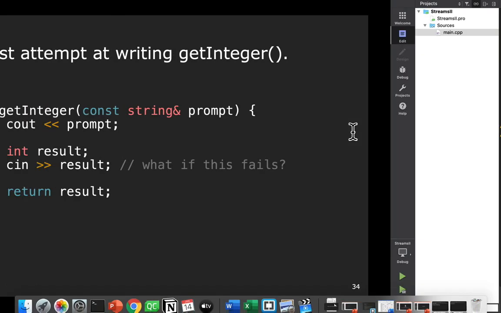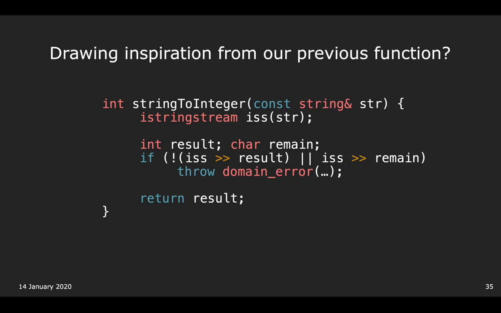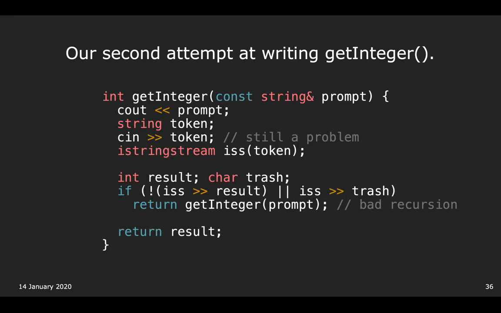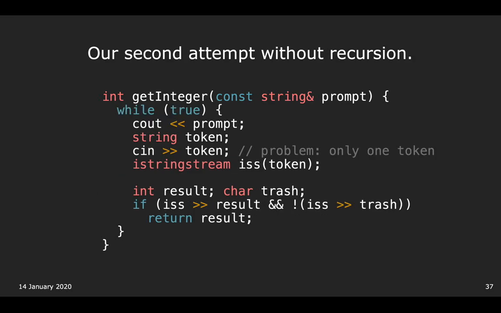And instead of S, this is the code we wrote last time. If you try to combine that code, you'll get something like this. You print the prompt, you try reading in the token, convert it to a string stream, and try getting an integer out of that. If it fails, reprompt. One way to reprompt is to use recursion, but you don't want to do that. The better way is to use a while loop to be able to reprompt. Make sense?